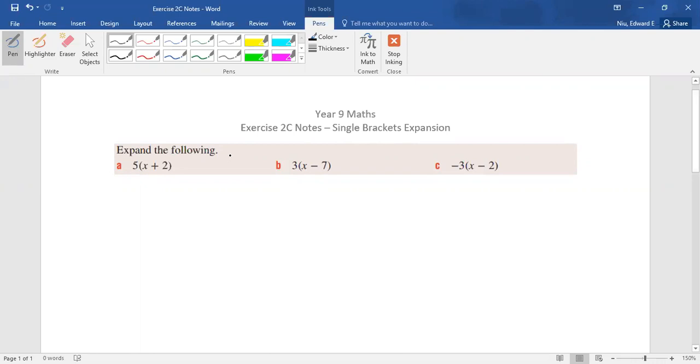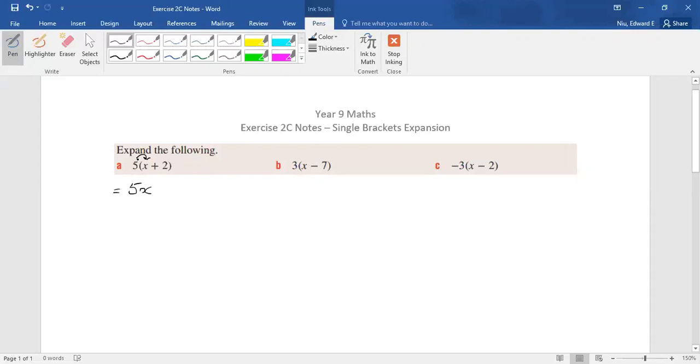So if the question asks for us to expand the following, what we need to do is get rid of these brackets and multiply whatever term is on the outside of the brackets with whatever's on the inside. So here, what it's saying is 5 times x, and then what we do is we draw a little arrow. So 5 times x, multiplying using what we learned in 2b, we know this is going to get us 5x.